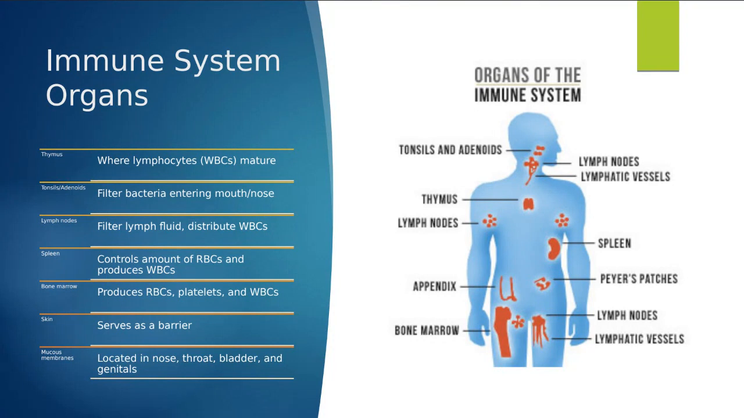Our skin is technically an organ that's part of the immune system because it serves as a physical barrier to prevent these viruses, bacteria, fungus, so on and so forth, from entering into our body and harming us. And then also our mucous membranes. Our body produces these mucous membranes to filter out those bacteria and those viruses and those infections. So that's why our nose has mucous membranes, our throat has mucous membranes, even our bladder and our genital regions, they have mucous membranes to keep out everything that should not be entering.